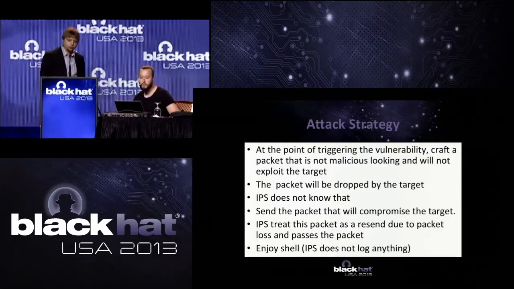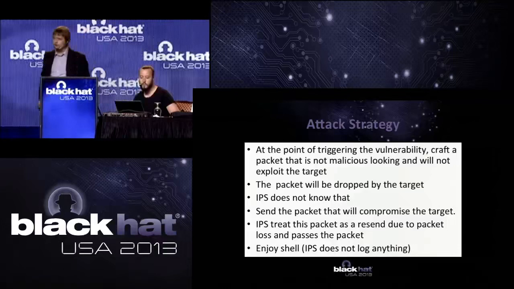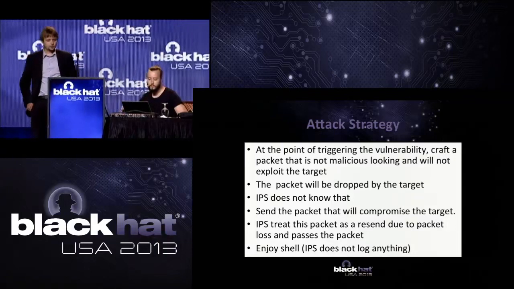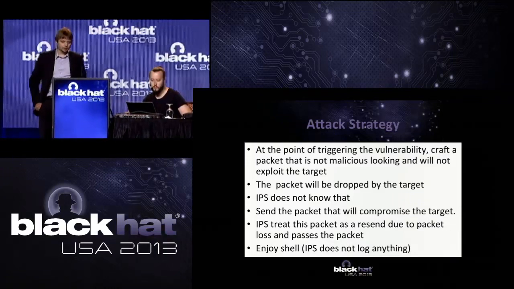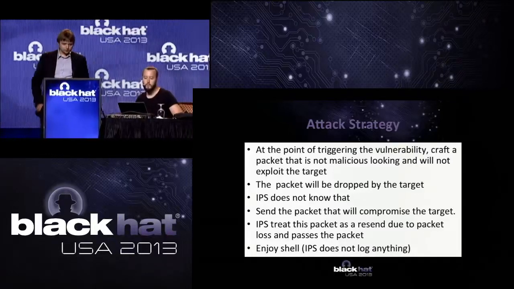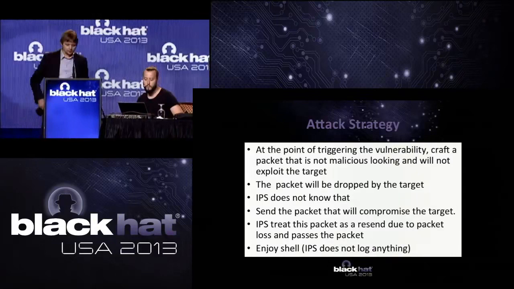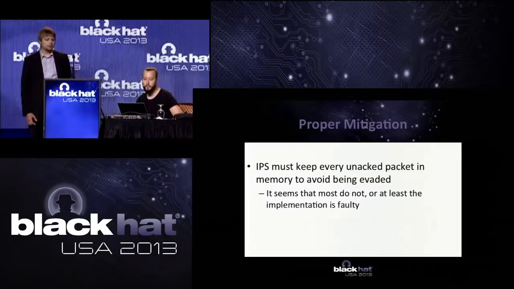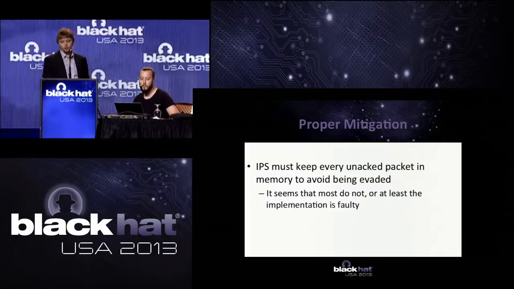A good attack strategy would be that when we are attacking a vulnerability, at the point that we would trigger the vulnerability, we craft a packet that's not malicious looking and will not exploit the target. But this packet will be dropped by the target because of some error in the packet, like some IP options or TCP options. So the IPS doesn't know that the packet was dropped. Then we send the compromising packet, using the same sequence number and everything, for the IPS to think it's a retransmit, and then we get the shell. For proper mitigation, the IPS must keep every unacked packet in memory to avoid being evaded.